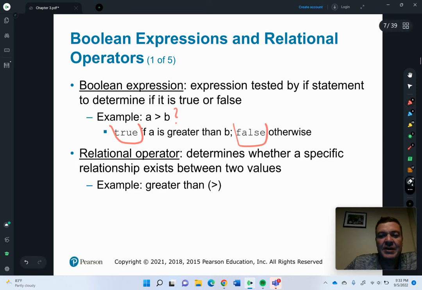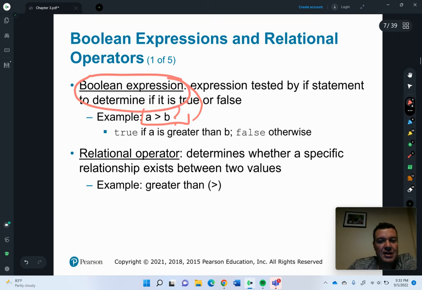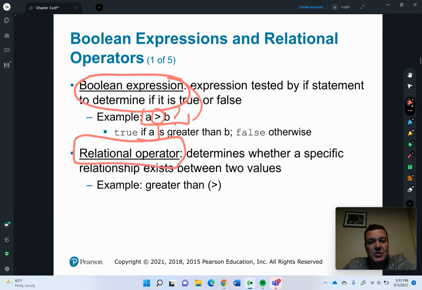So always get in the habit when you're writing these conditions to ask yourself this like it's a question. If A is greater than B, it's true. Or sometimes I'll even say, is A greater than B? Yes? Okay, it's true. Great. Now, this whole statement is the Boolean expression. This actual symbol is the relational operator.